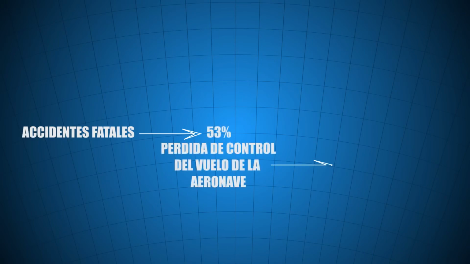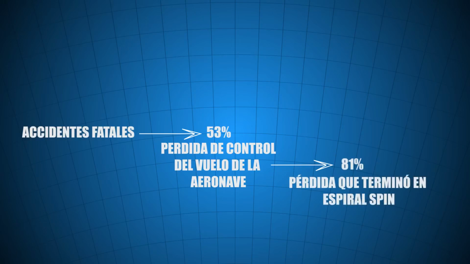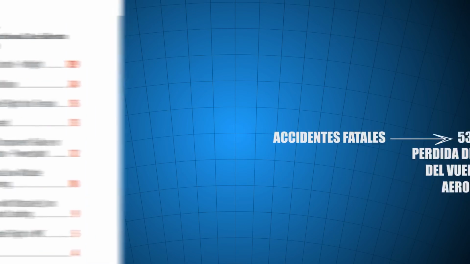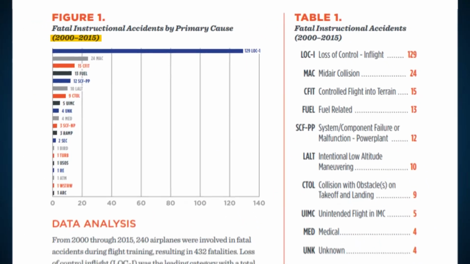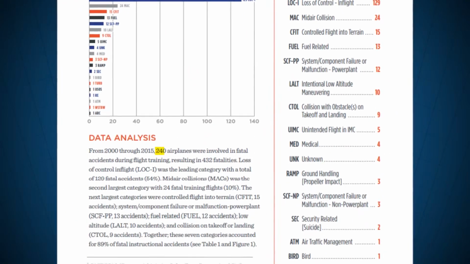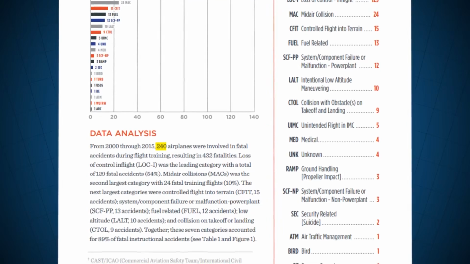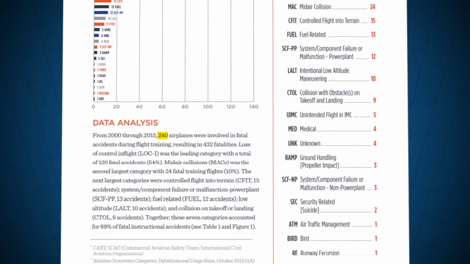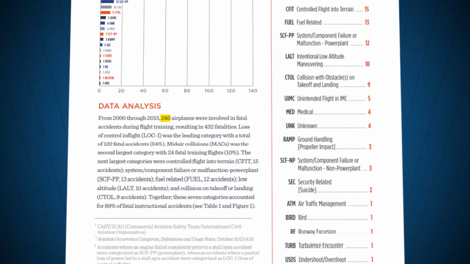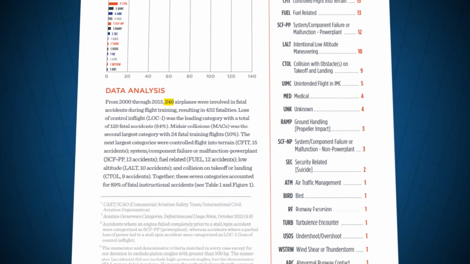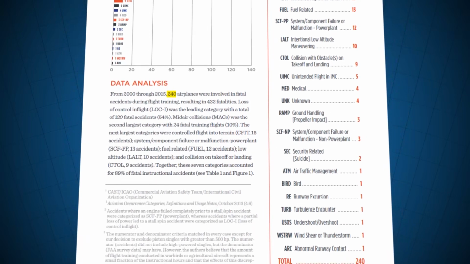And of those cases, 81% were due to stall entry that ended in a spiral or spin. We're talking about the fact that out of the 240 fatal accidents in that 10-year period, 104 of them were simply due to spiral stalls. This indicates that 43% of general aviation accidents have been caused by this, an alarming statistic.